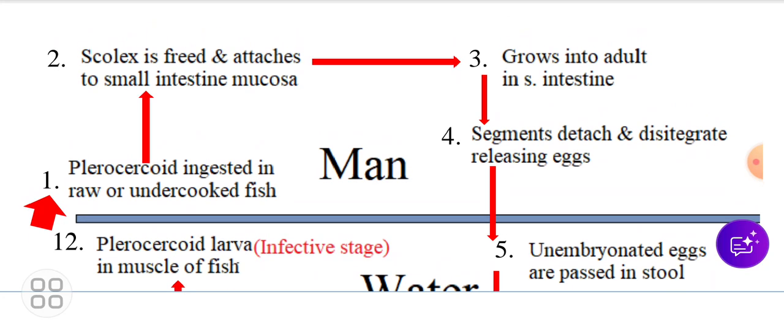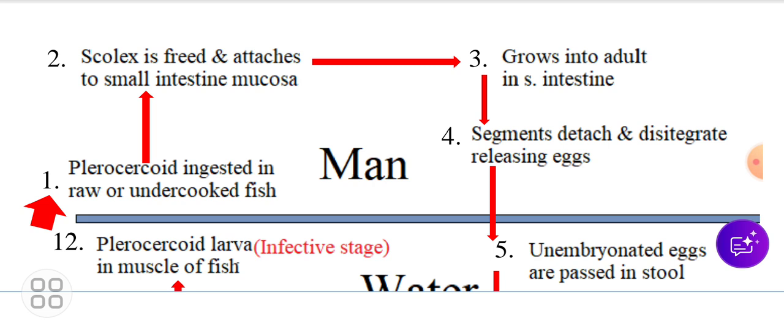After ingestion, in the small intestine, the scolex, the head of the pleurocercoid larva, will be freed and attaches itself to the small intestine mucosa. And then look, number 3, it grows into an adult in the small intestine. So the worm lives in the small intestine, and we know that all cestodes infecting human beings live in the small intestine except Echinococcus.